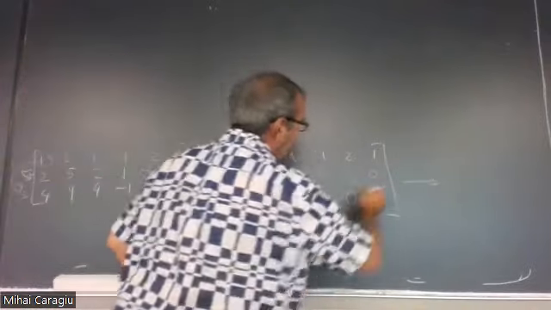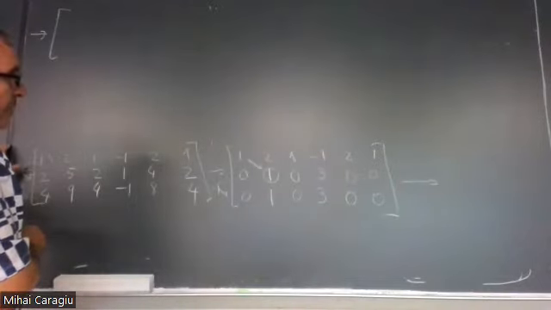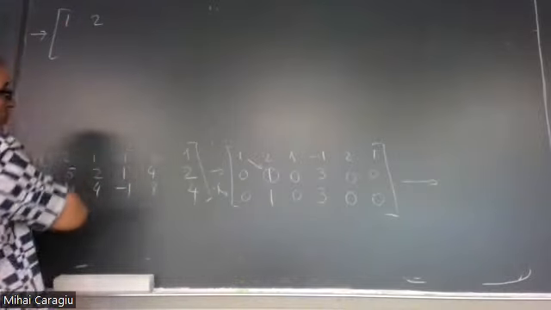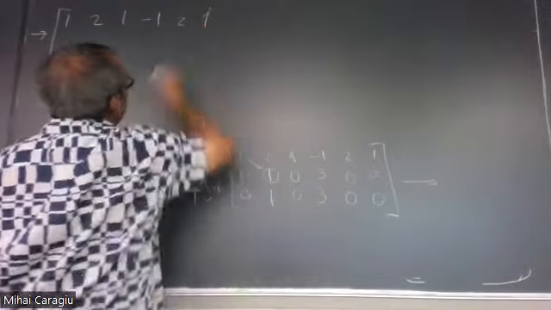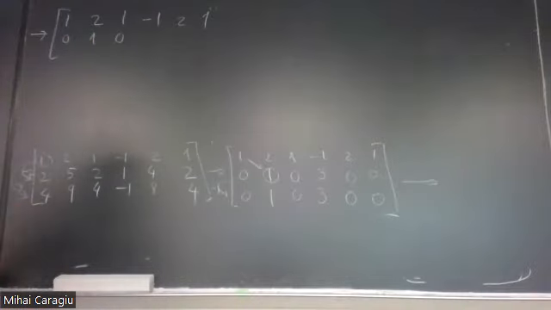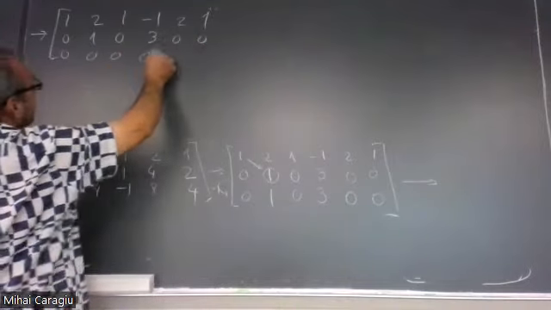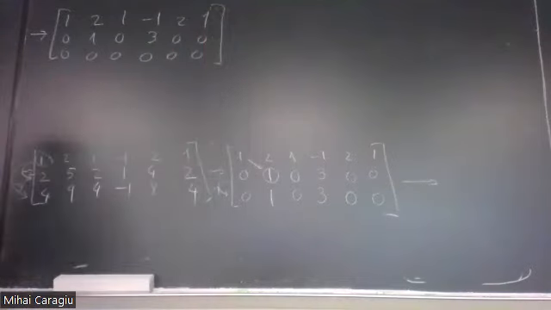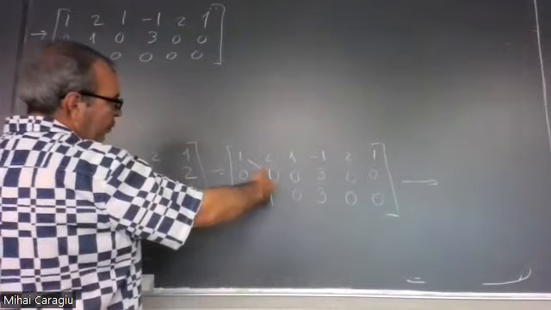So what will you get? The first and second rows remain the same: 1, 2, 1, minus 1, 2, 1. Then 0, 1, 0, 3, 0, 0. Then 0, 0, 0, 0, 0, 0. As a general feature of Gauss-Jordan elimination, the zero rows are always pushed to the bottom, right? The zero rows. So we created zeros below and moved from left to right.